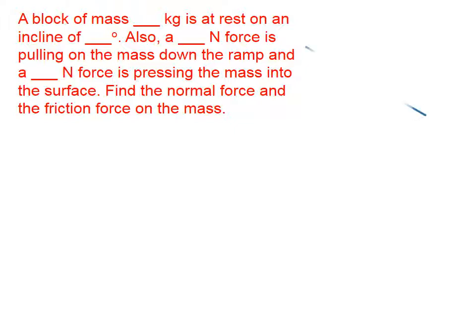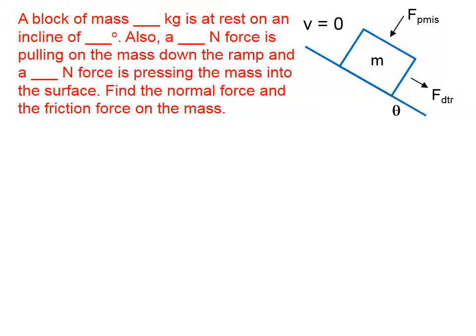So in this problem, we have a block of a certain mass, and it's at rest on an incline of so many degrees above horizontal. Also, a so many Newton force is pulling on the mass down the ramp, and another force is pressing the mass into the surface. Find the normal force and the friction force on the mass. So there's our situation. Let's draw a free body diagram.